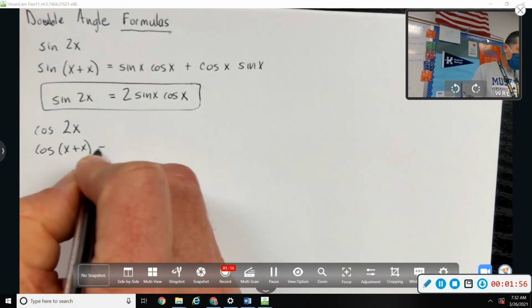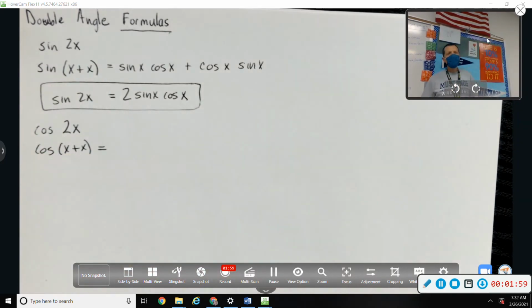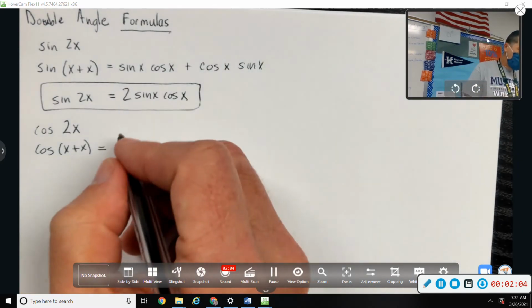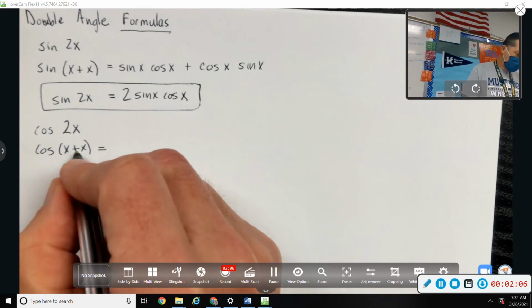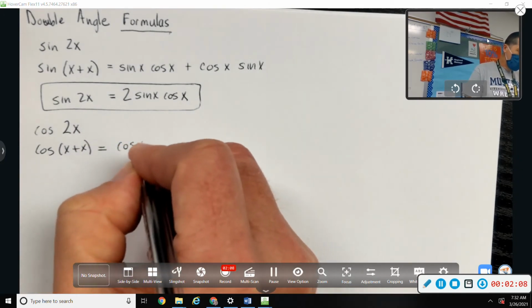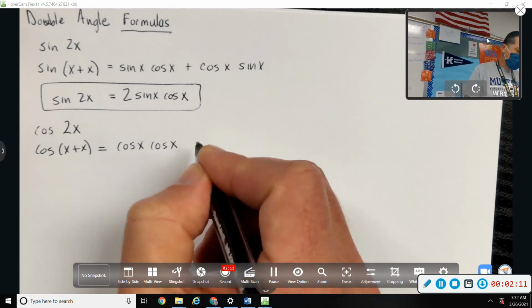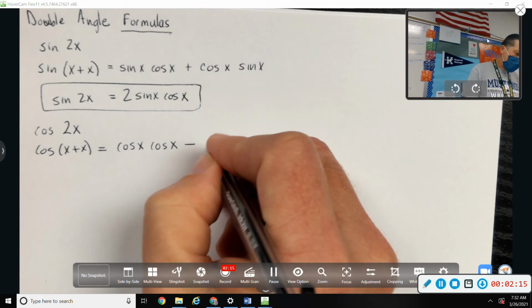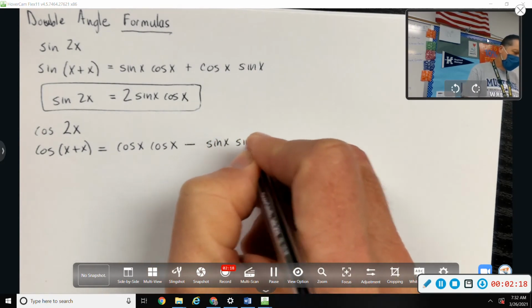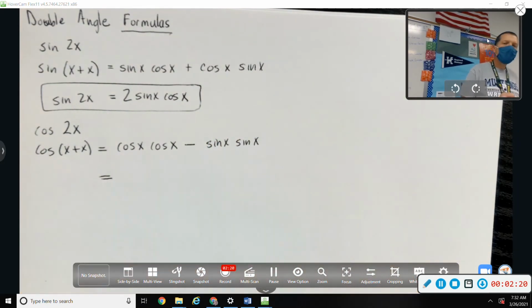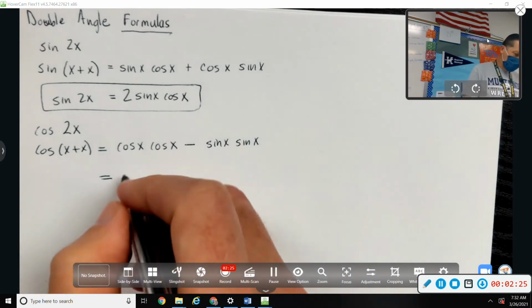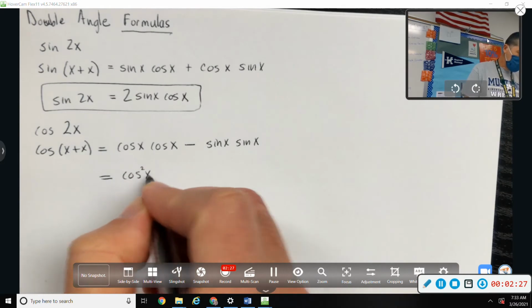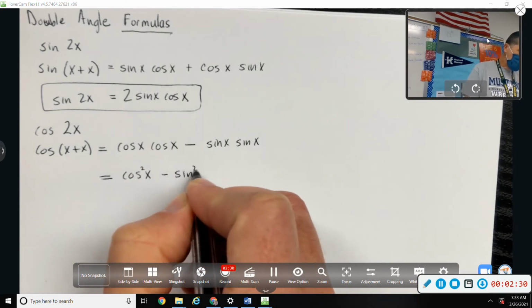All right, let's do the same process with cosine. So cosine of 2x we could write as cosine of x plus x. Then we apply the cosine sum formula: cosine of x cosine of x minus, remember cosine is the one that's a little different, sine of x sine of x. So we could rewrite that as cosine squared x minus sine squared x.